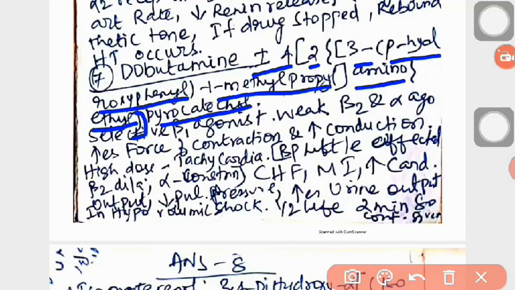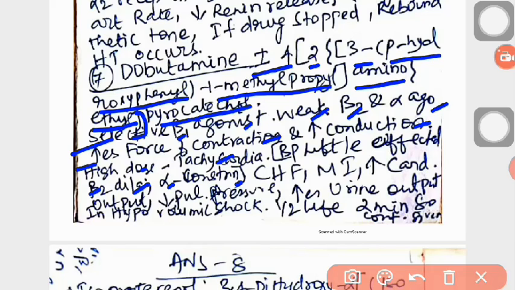So what is its use? It is a selective beta 1 agonist. It has weak beta 2 and alpha agonist properties, and it increases force of contraction of the heart and increases conduction. So a high dose brings about tachycardia, and the beta 2 effect produces dilation, and alpha activity produces constriction of veins.